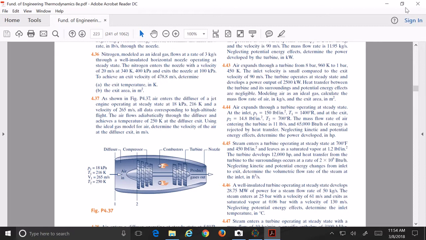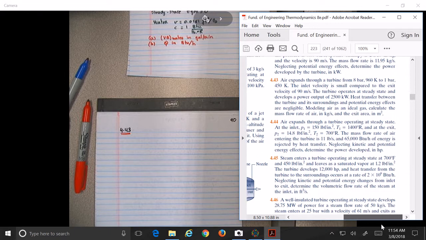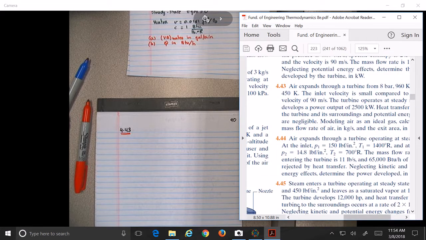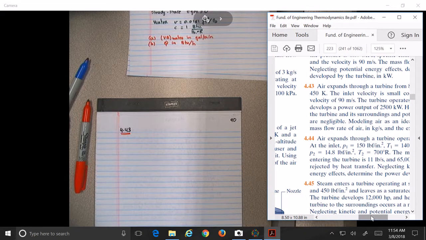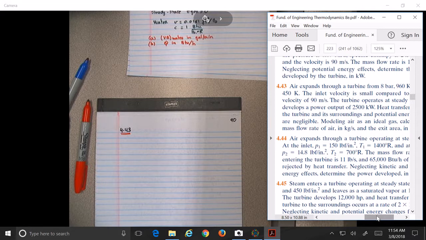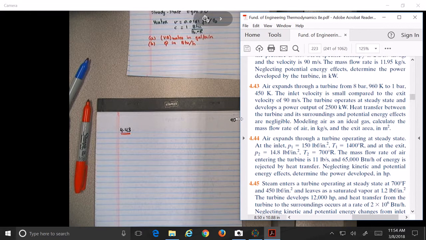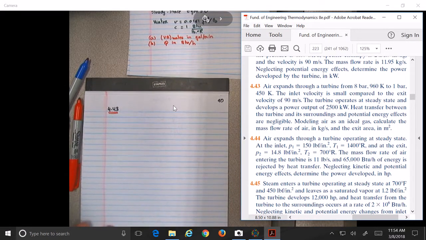So 43 is this one, no? That's too much. Alright, see if I'm able to move this a little bit. Yeah. Okay. So let's see, 443.